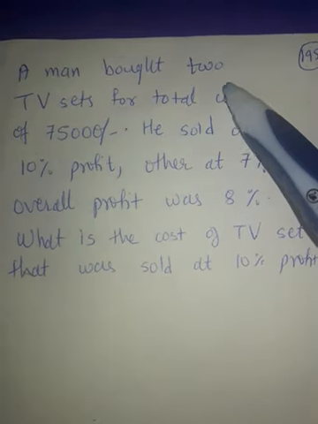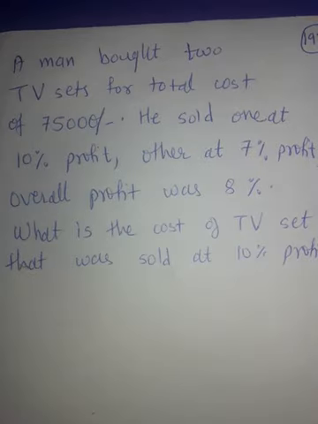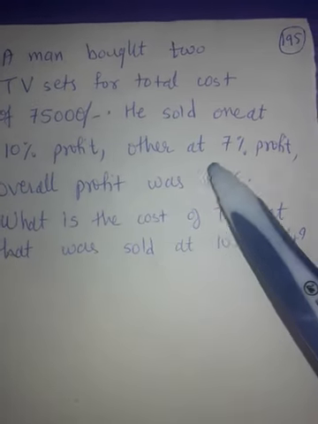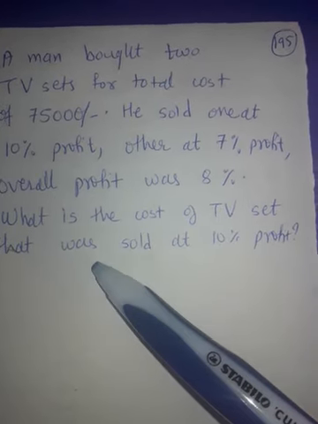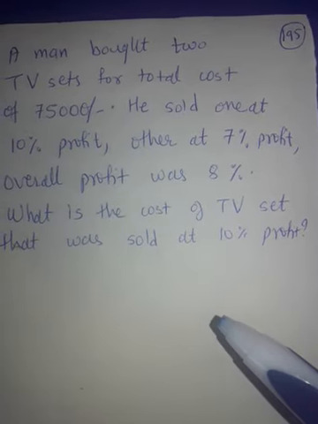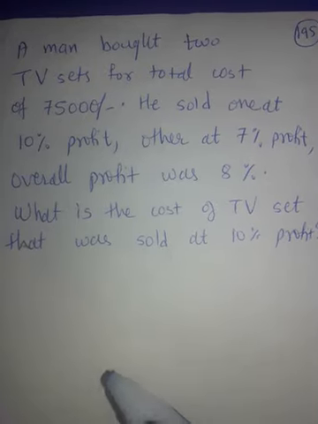A man bought 2 TV sets for total cost of 75,000. He sold one at 10% profit, other at 7% profit. Overall profit was 8%. What is the cost of TV set that was sold at 10% profit? This can also be easily solved using concept method.